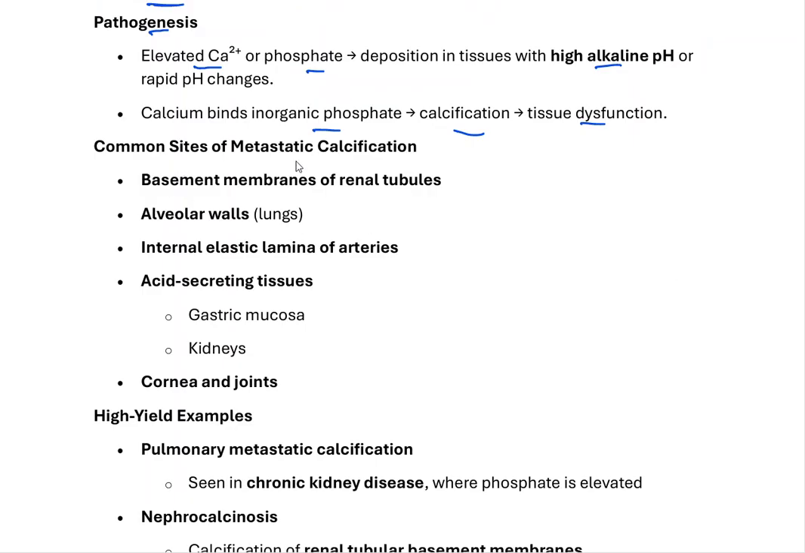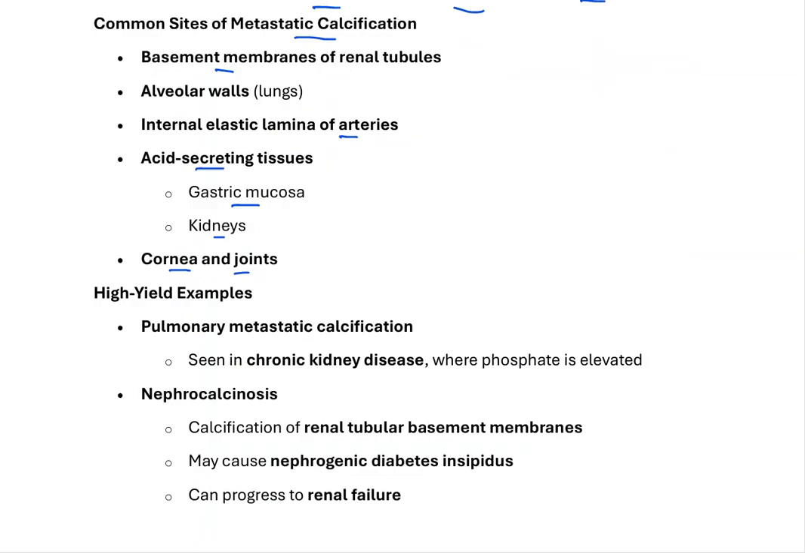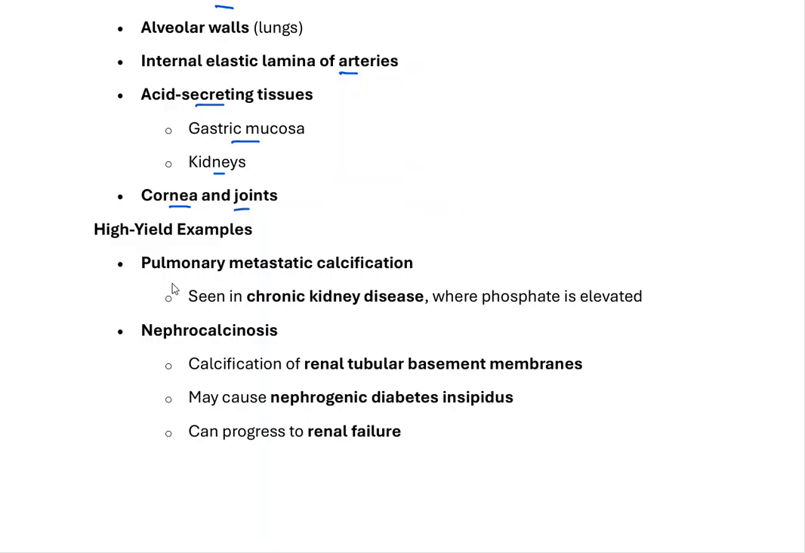So common sites of metastatic calcification: it could happen in the basement membranes of the renal tubules, as we're going to see in a second, the alveolar wall in the lungs, the internal elastic lamina of the arteries, acid-secreting tissues like gastric mucosa, kidney, cornea, and joints. So let's look at a very high-yield example for the exam, guys. So one is pulmonary metastatic calcification.